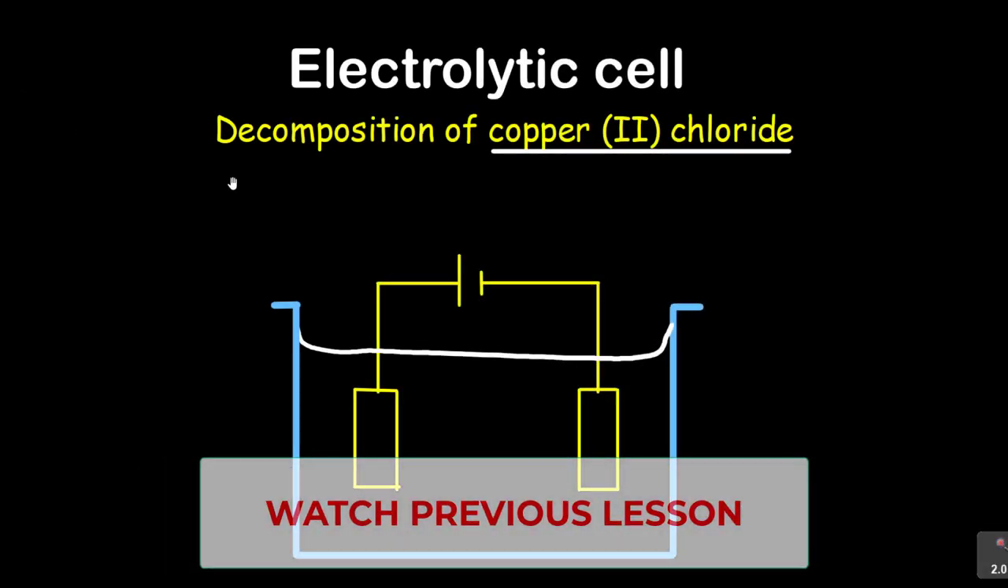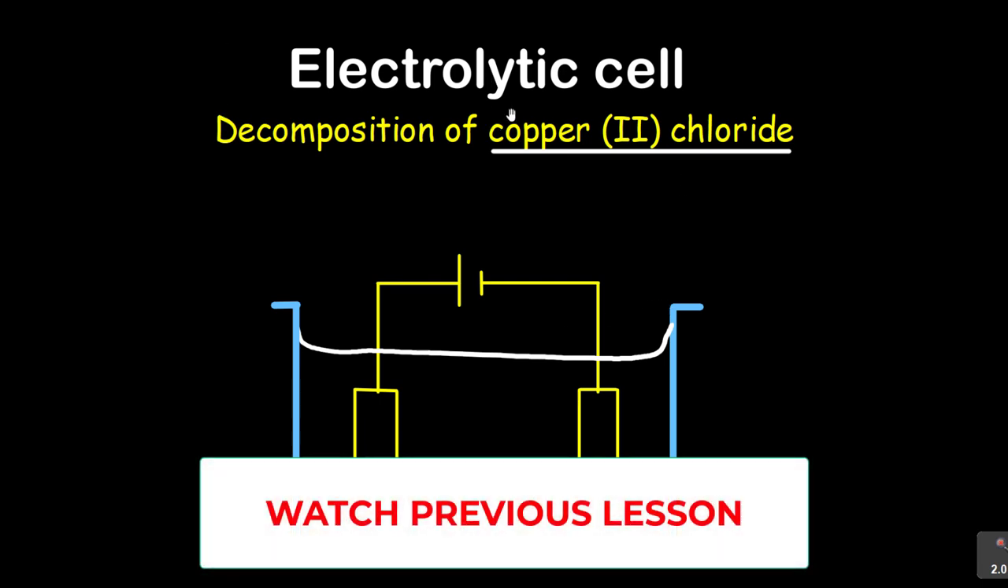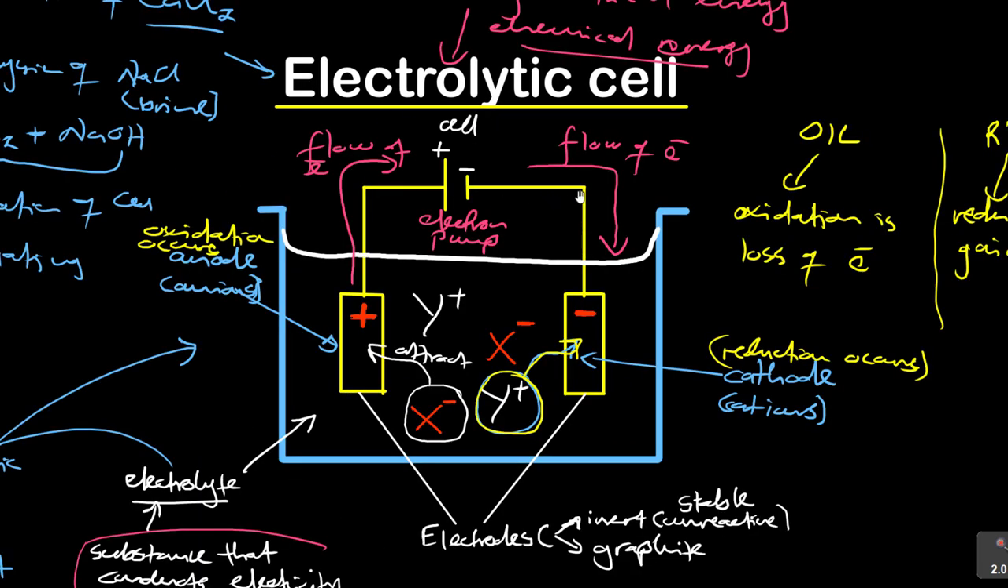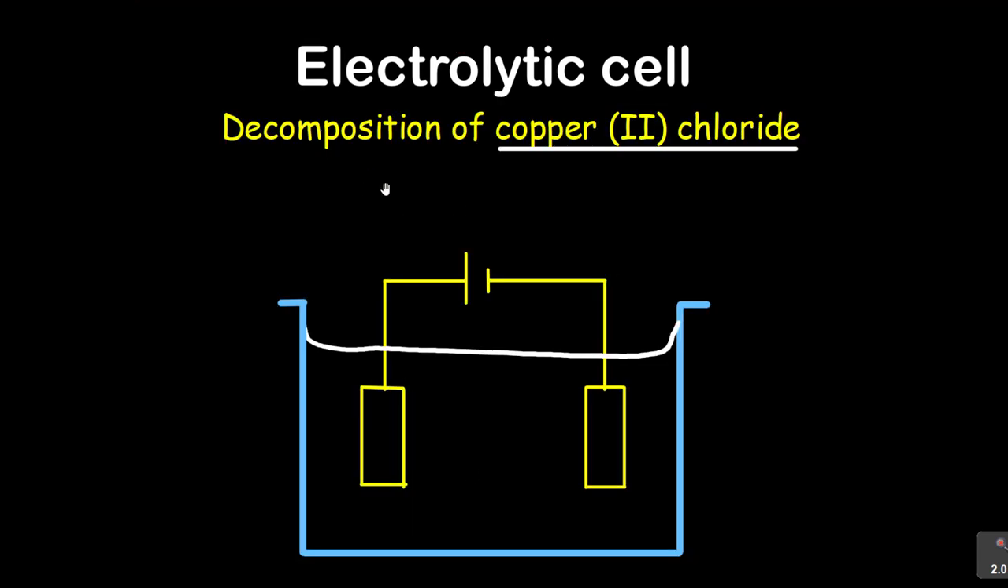My name is Confident and welcome to the second lesson, where we are now looking at the decomposition of copper chloride and the electrolytic cell. As I mentioned in the previous lesson, we looked at the basic electrolytic cell and I was explaining what you need to know. In this lesson, I'm diving directly into an example, the decomposition of copper chloride. If you didn't watch the previous lesson, I encourage you to do so. But now let's focus on this one.